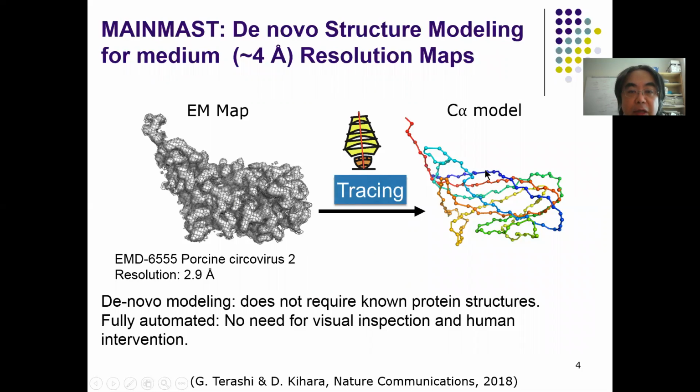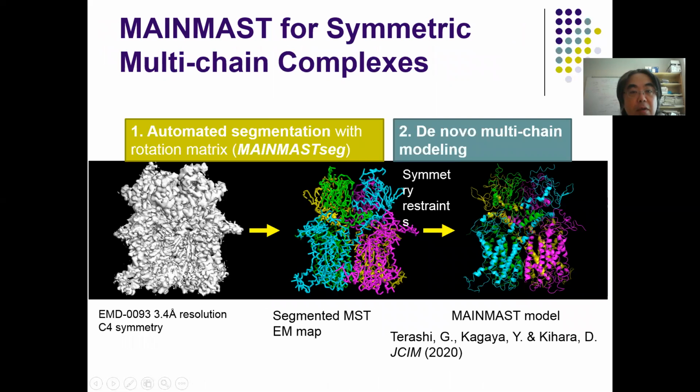The one method we have developed about 2 years ago is called MAINMAST. What MAINMAST does is, given a cryo-EM map, it will trace the C alpha position of the protein by identifying the dense points in the cryo-EM map and then connecting them into a graph. Recently, we further improved our approach so that it can also model complex structures, multi-chain complexes in an EM map.